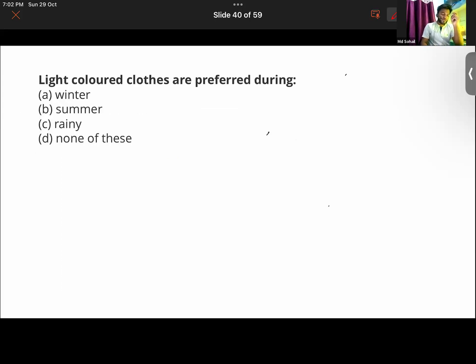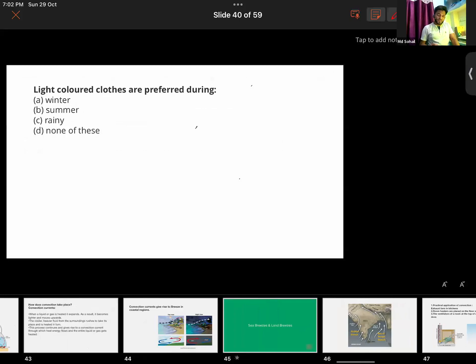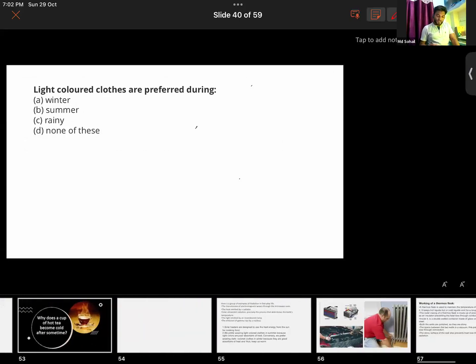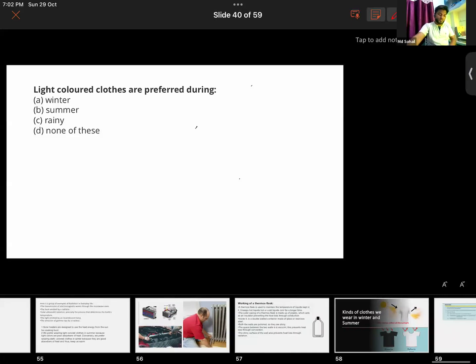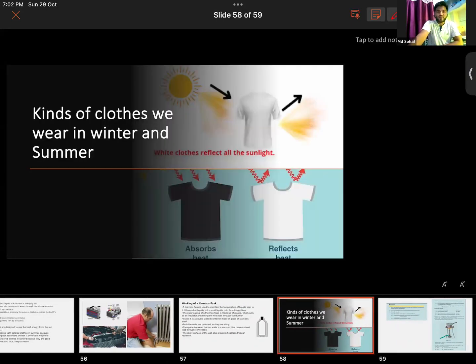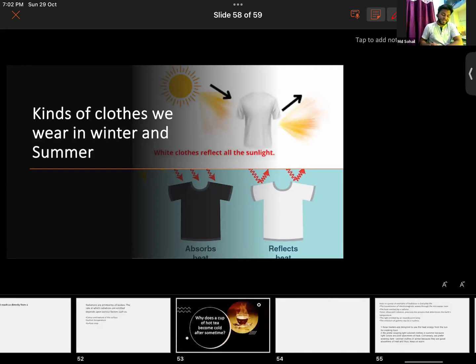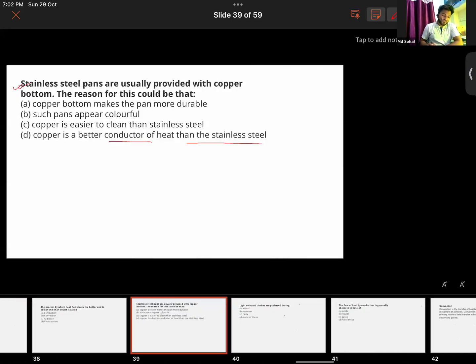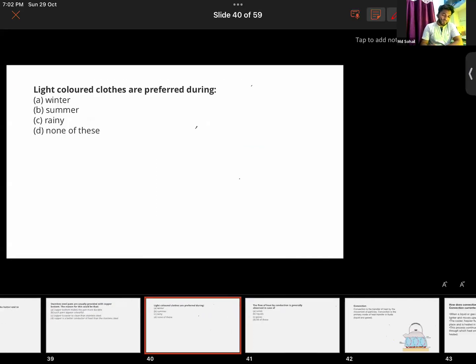Now you get to see clothes of different colors, right? In summer we wear clothes of light color, while in winters we wear clothes that have a dark color. The reason for this is that dark colors are good absorbers of heat, while light colors are good reflectors of heat. So that is the reason why we wear dark clothes in winter and light clothes in summer. Okay, so answer this question.